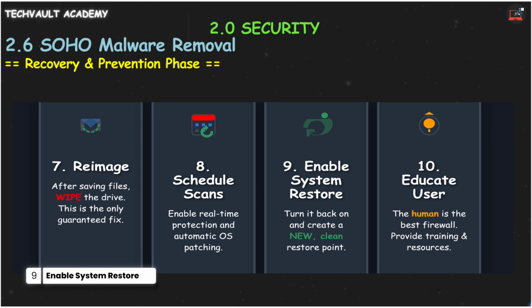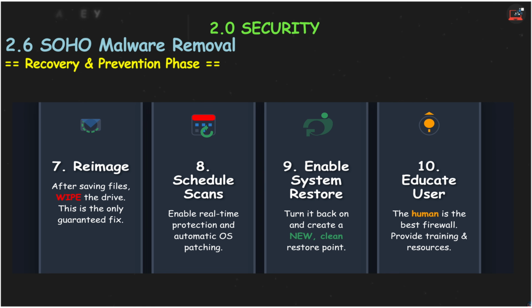Step 9. Enable System Restore and create a new restore point. Remember how we disabled System Restore? It's time to turn it back on. Once it's enabled, immediately create a fresh, clean restore point. This gives you a known good snapshot of your newly re-imaged system to fall back on if you ever have issues in the future.